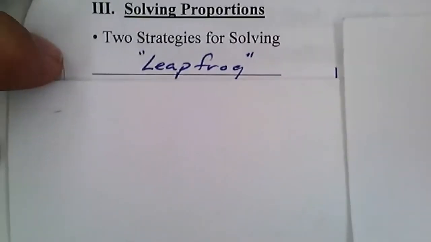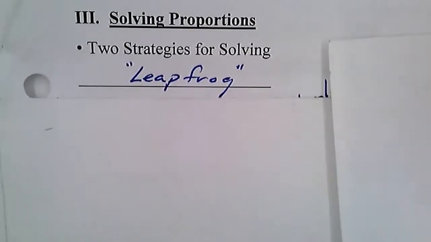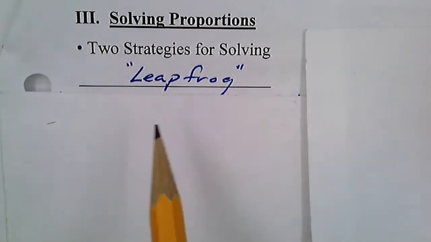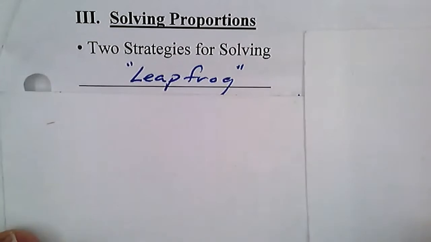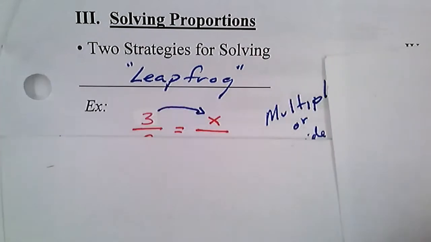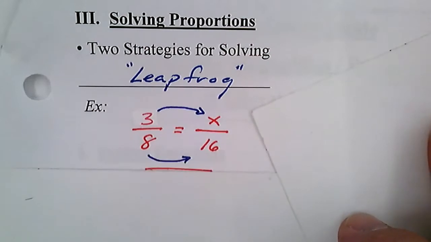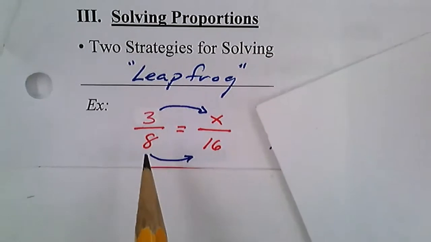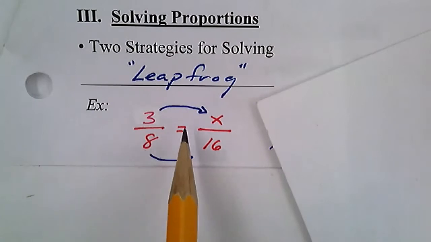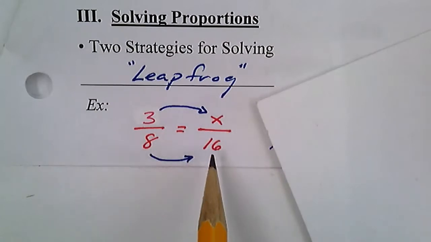Okay, solving proportions. Okay, when we're solving proportions, I taught you two strategies. One strategy, I call it the leapfrog strategy. Okay, so in the leapfrog strategy, we're trying to figure out, so here's a proportion. We have 3/8, and it's equal to some number over 16.